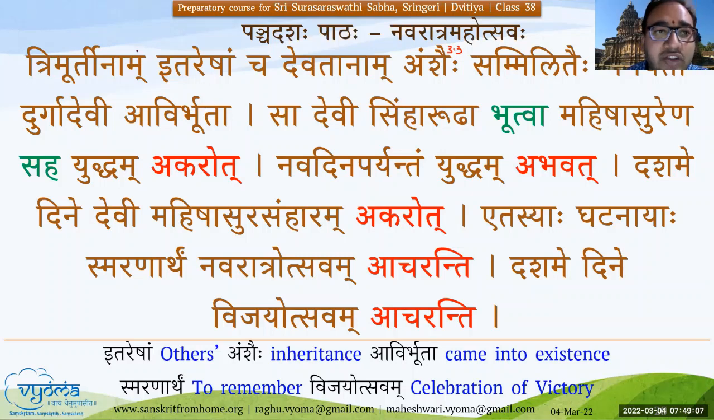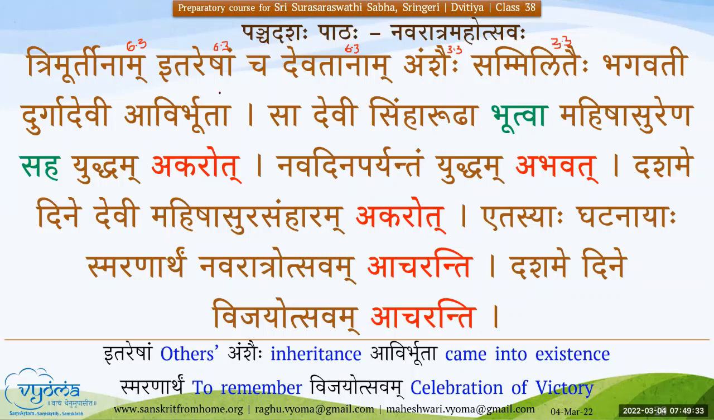Trimurtinam Itaresham, both of these are in which Vibhakti, can you identify? Dvitiya Vibhakti Ekavachanam. No, it is Shashti Bahuvachanam. Trimurtinam Itaresham, all these are in Shashti Vibhakti Bahuvachanam. Devatanam is also in Shashti Bahuvachanam. Sammilitaihi is again Tritya Vibhakti Bahuvachanam. Bhagavati Durga Devi Avirbhuta, all these are in Prathama Vibhakti Ekavachanam. Avirbhuta is because it is Strilinga. For a pullinga shabda like Ganeshaha, it will become Avirbhutaha. Just note that change if it is pullinga or napumsakalinga. For napumsakalinga, Mitram Avirbhutam, that's how it would be.